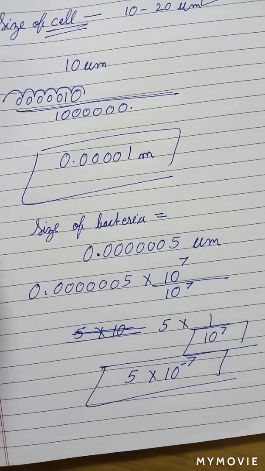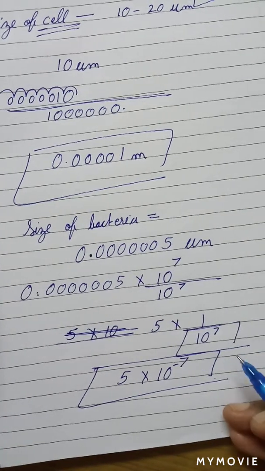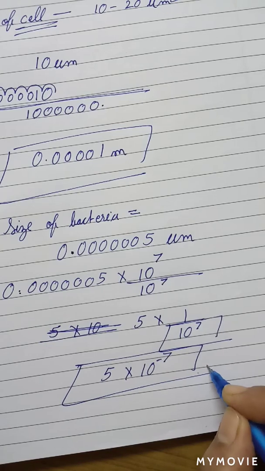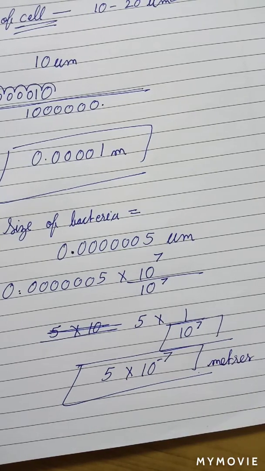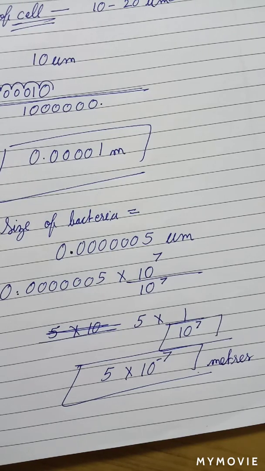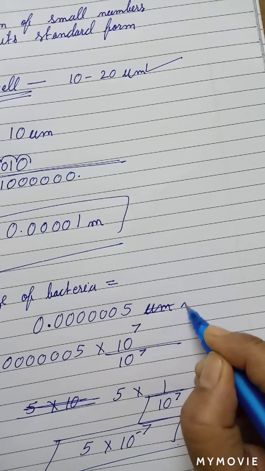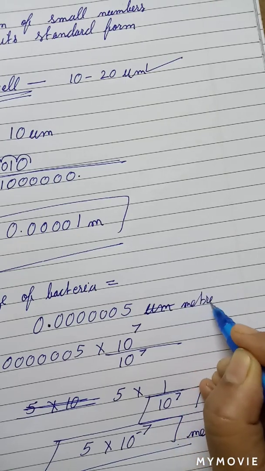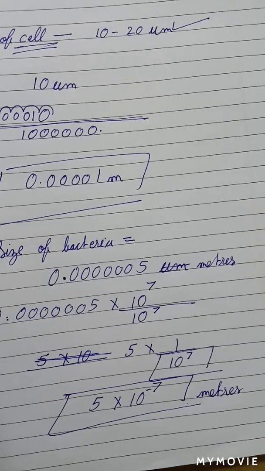So this is 5 into 10 to the power minus 7 meters. This is convenient. I'm sorry, this part is not micrometers, this is meters. Let's move on to one more question.